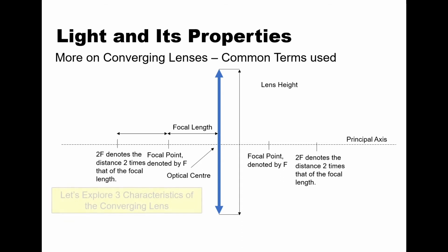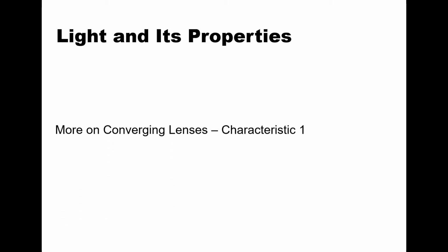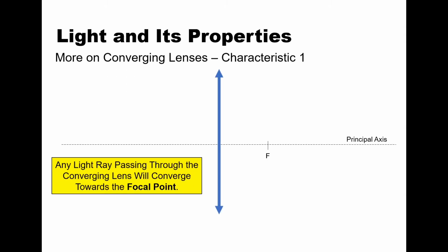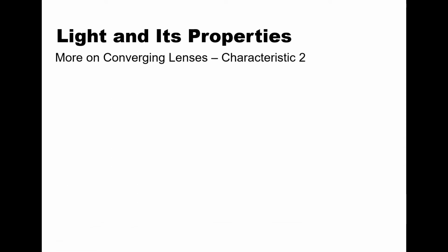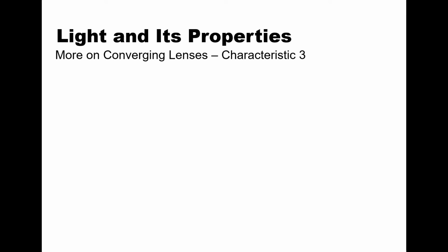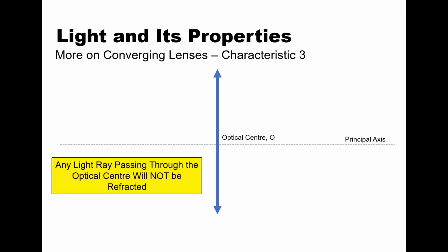Now that you have learned all the terminologies used in lenses, let's explore the three characteristics of light rays passing through the converging lens. Characteristic 1 of light ray passing through a converging lens is that all the light rays will converge toward the focal point after passing through the lens. The second characteristic dictates that any ray that hits the focal point at an angle before passing through the lens will refract to be parallel to the principal axis. The third characteristic of light passing through the converging lens is that any light rays that passes through the optical center of the lens will not be refracted.